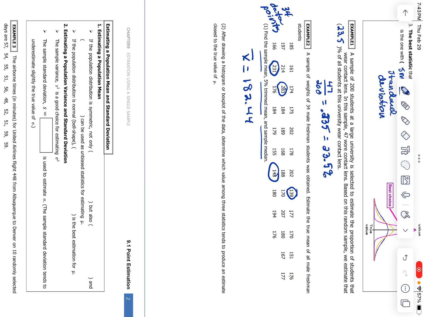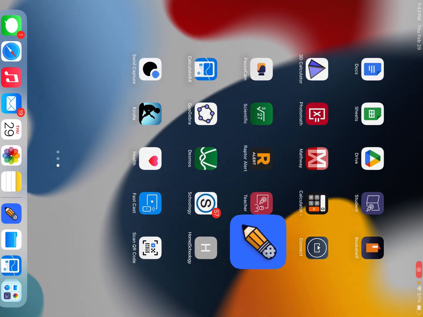A trimmed mean is where you take off a certain amount of percent above and below your data. So if we want a 5% trimmed mean, we have to calculate 5% of 34 data points. So 0.05 times 34 is 1.7. We're going to round that to about 2. We're going to take off the top 2 and the bottom 2 data points. So 231, 283, 139, and 148.